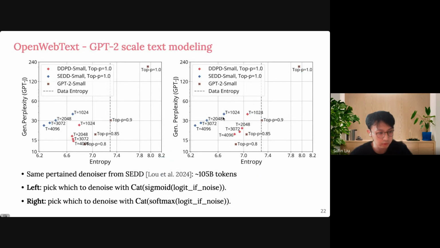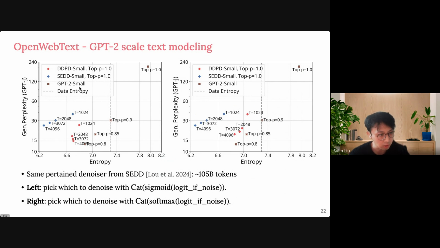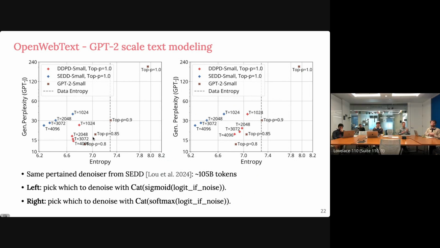Next we do this on a larger scale experiment, on OpenWebText with GPT-2 scale models. Compared to discrete diffusion models like SEDD small, we achieve a significant performance boost by combining a planner with a denoiser. Here we use a small planner and a small denoiser, and you can see that the performance gets much closer to autoregressive models, although it doesn't completely close the gap.